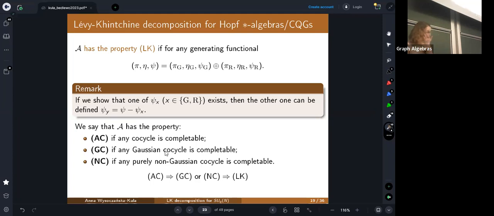And so in the paper from 2015, Malte Gerhold, Uwe Franz, and Andreas Thom introduced three properties of the bialgebra that ensure that this Lévy-Khintchine decomposition holds. So if we complete any cocycle, then of course, in particular, we can complete both pairs, the cocycle pi G, eta G and eta R, and so the Lévy-Khintchine decomposition holds. But due to this remark, the completability of one family is enough. So an algebra has the property GC if any Gaussian cocycle is completable, and the property NC if any purely non-Gaussian cocycle is completable. And any of the three properties is enough to ensure that the Lévy-Khintchine decomposition exists for a given bialgebra.